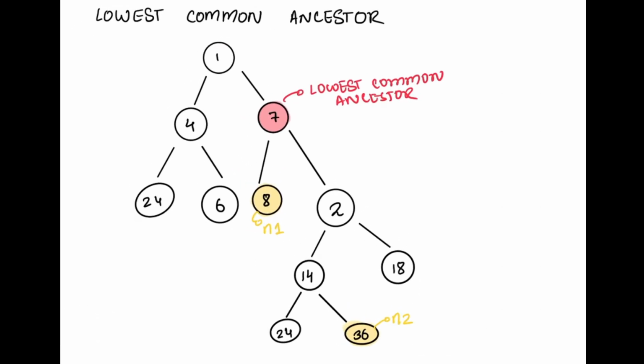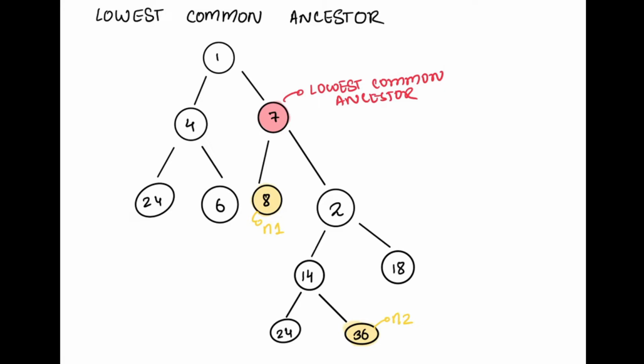We are given two nodes n1 and n2. In this example, let's take them as the node highlighted in yellow, that is node 8, the node with value 8 as n1 and the node with value 36 as n2. So we have been given a binary tree and two nodes n1 and n2, and we are supposed to find the common ancestor, and not just the common ancestor but the lowest, that is the most recent common ancestor.